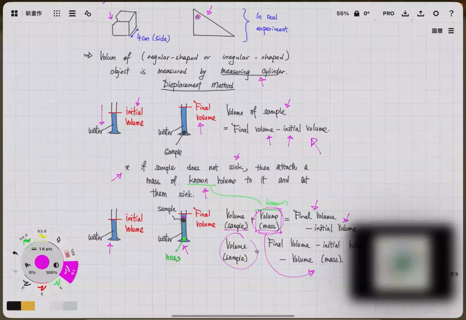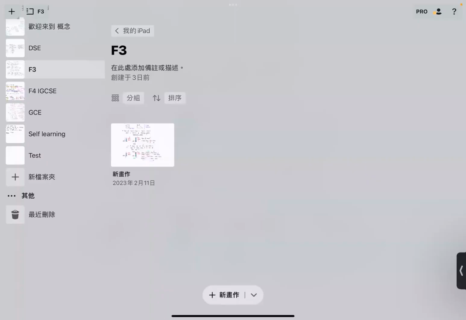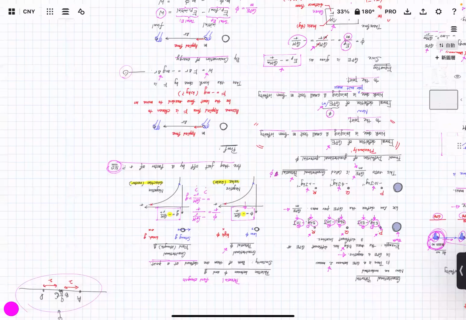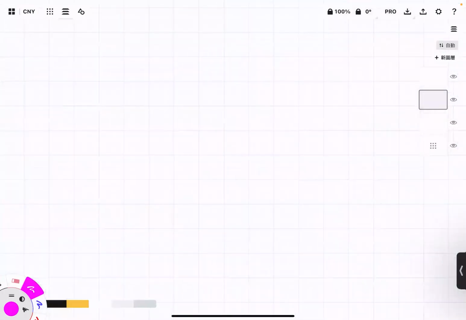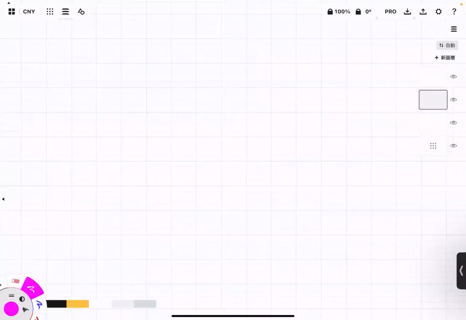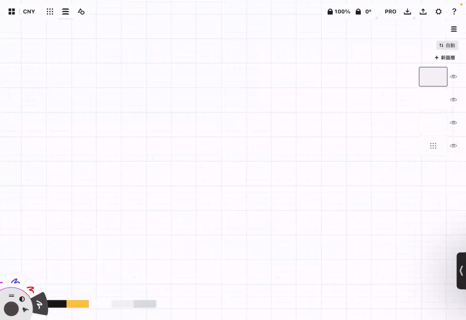Okay. This one, Form 6 GCE. Okay, so these videos will try to explain about capacitance. So according to your syllabus, capacitance is 19, and then we are in 19.1.